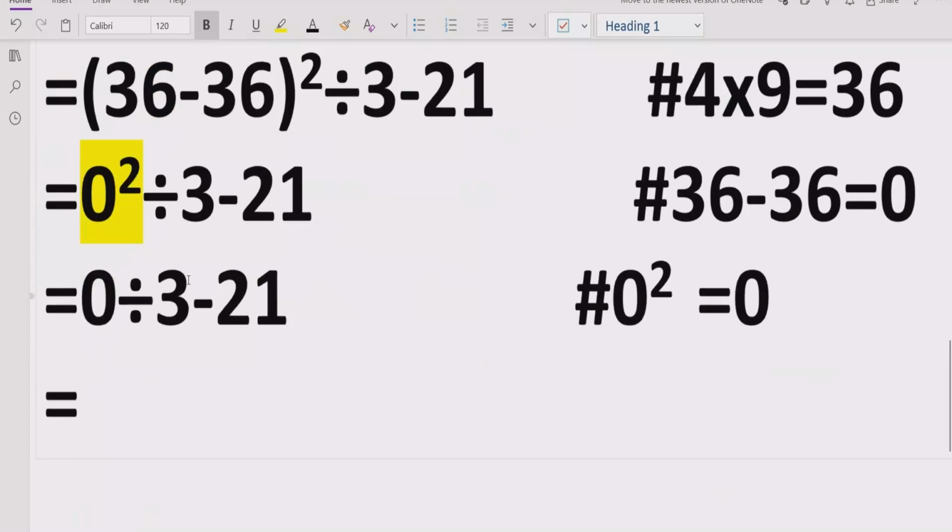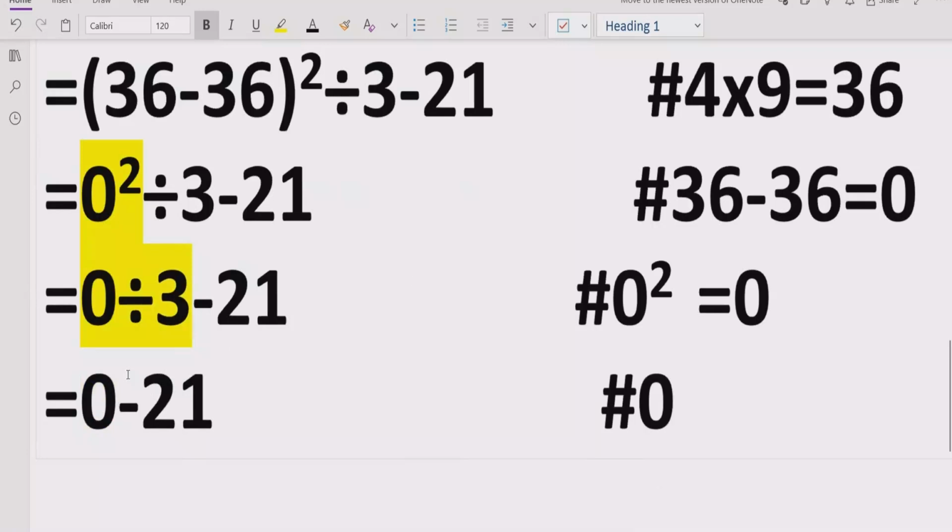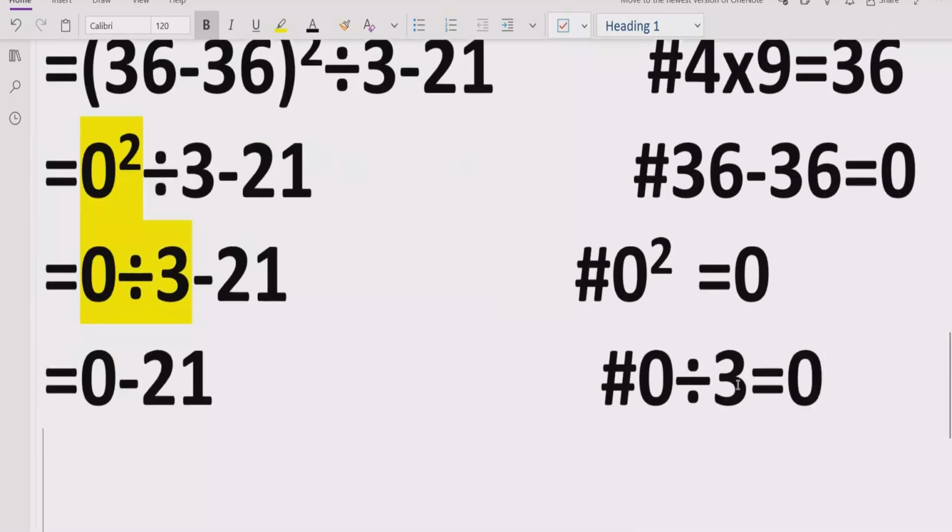So now we have 0 divided by 3. 0 divided by any number, we get the answer 0, and then minus 21. So here we have 0 divided by 3 equals 0. Now move forward. We have two numbers which are subtracting each other, 0 minus 21. So the answer of the given expression is minus 21.